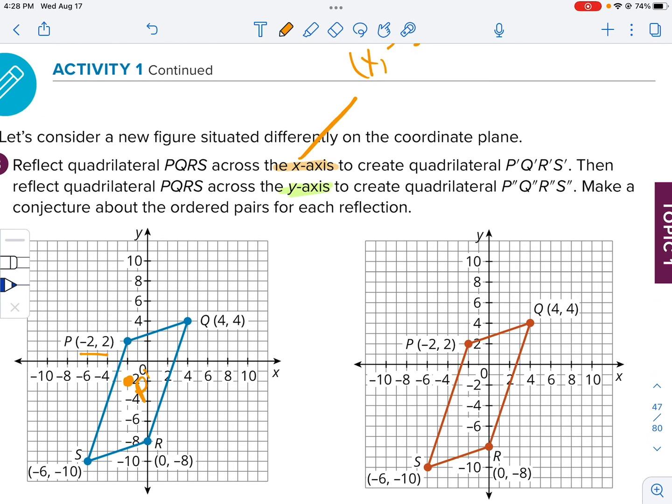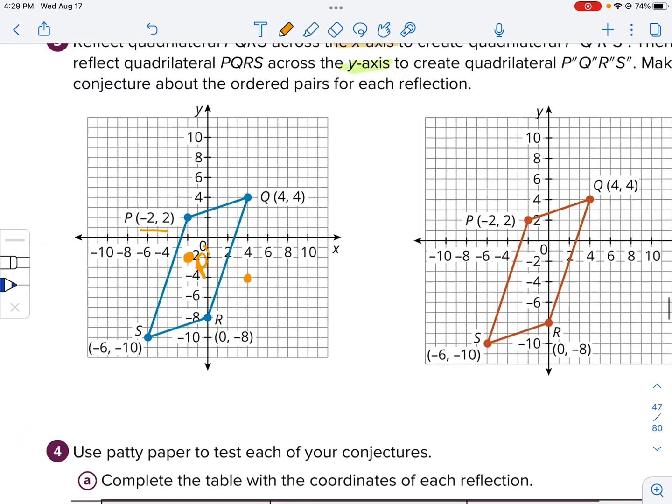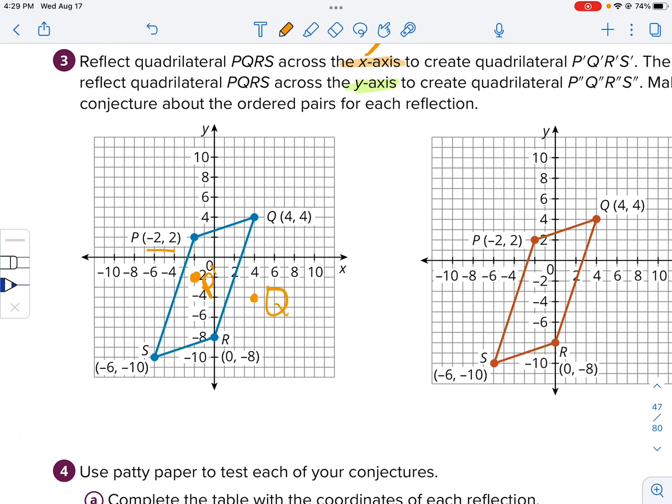Q is 4, 4. So the x value is going to stay the same. The y value is going to go to its opposite. So it's going to be 4, -4. So this is going to be Q prime.